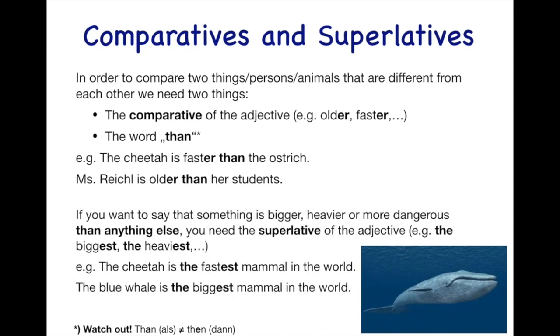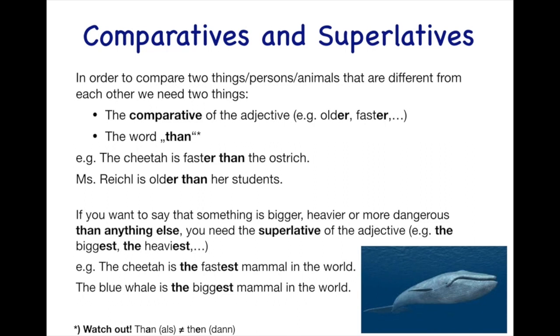When I want to say now that something is bigger, heavier, or more dangerous than anything else, we need the superlative of the adjective. For example, the biggest, the heaviest, the oldest, the fastest. Let's make a sentence. The cheetah is the fastest mammal in the world. Or the blue whale is the biggest mammal in the world.